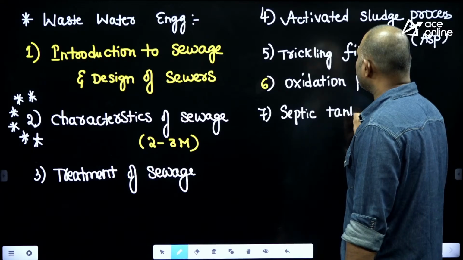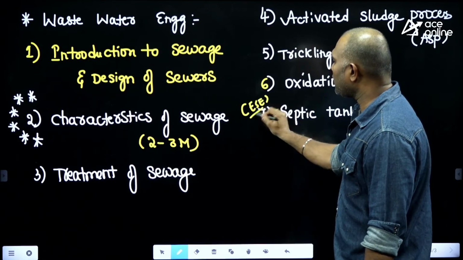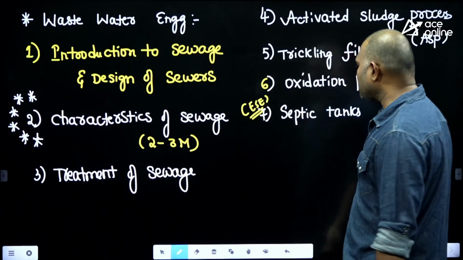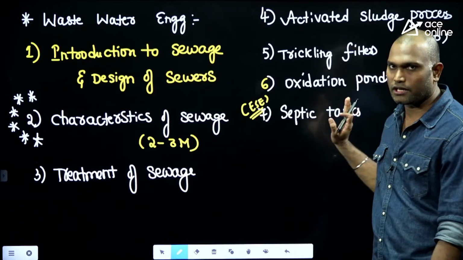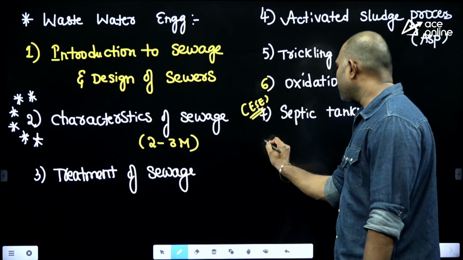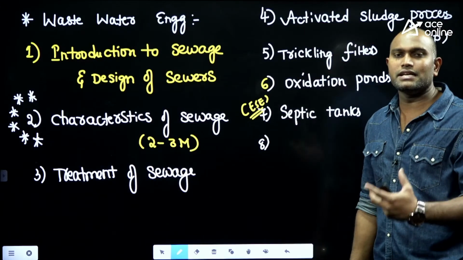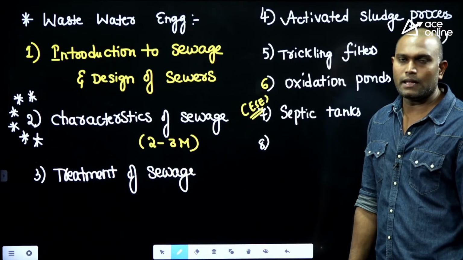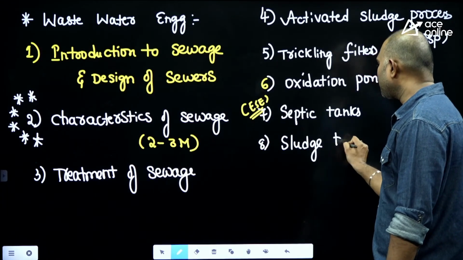This septic tanks topic is also not for the GATE. This is only for the ESE, not for the GATE. So it was excluded. Septic tanks is excluded from the GATE topics. So there are no septic tanks for the GATE. Only for ESE septic tanks is there. And also once we treated this, whatever sludge is present at the bottom, you have to treat that also. Sludge treatment.